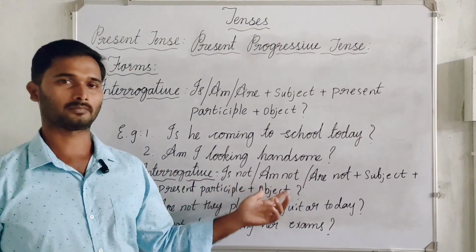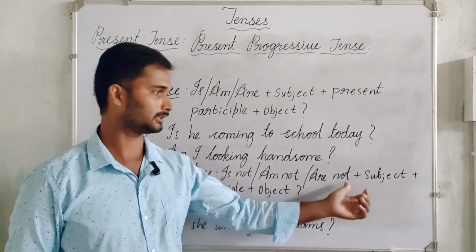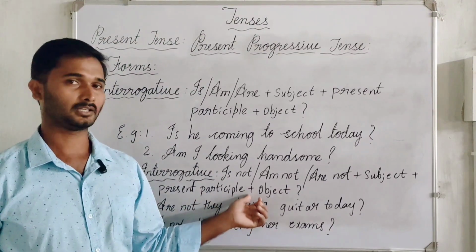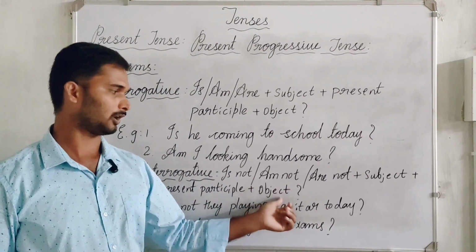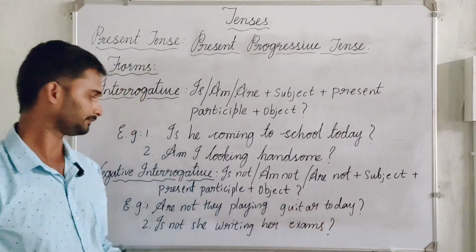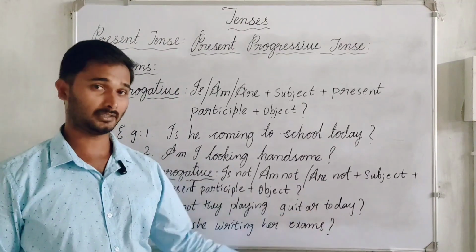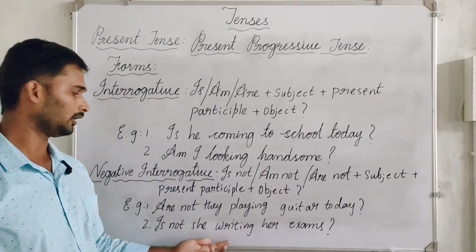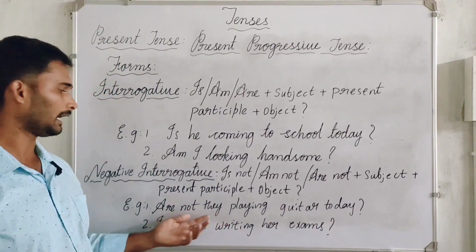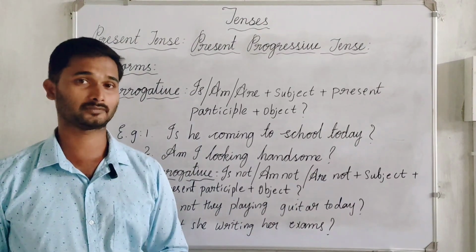Negative interrogative form and the syntax: is not, am not, are not plus subject plus present participle, we also call it V1 plus ing form, plus object. At the end of it, an interrogative mark, meaning a question mark. Some examples: Are not they playing guitar today? Is not she writing her exams? The short forms: Aren't they playing guitar today? Isn't she writing her exams?